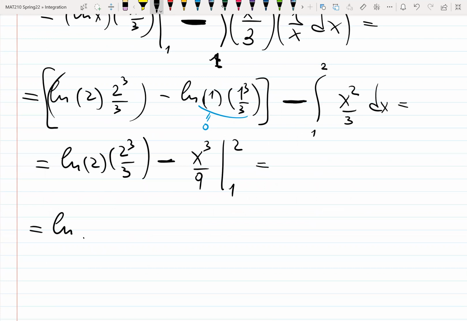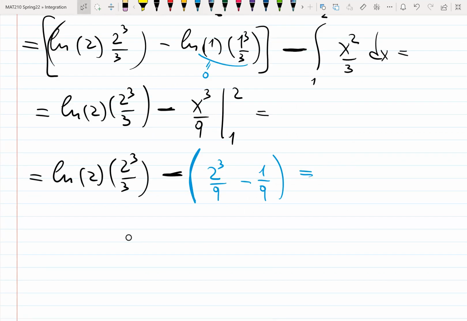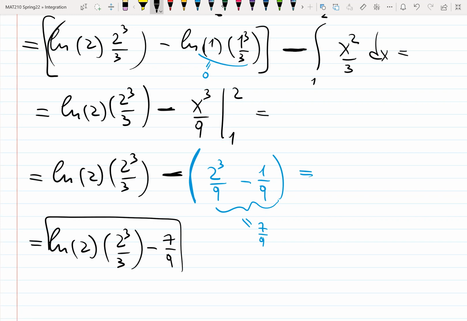ln 2 cubed over 3 minus, open parentheses, or else you will mess up the sign. Plug 2 cubed over 9 minus plug 1 over 9. Distribute the negative sign or calculate whatever it is. 2 times 2 times 2, 8 over 9 minus 1 over 9. Actually, you can just calculate it first. 8 over 9 minus 1 over 9 is 7 over 9. So the answer will be ln of 2 cubed over 3 minus 7 over 9. Remember, the answer for the definite integral is a number.